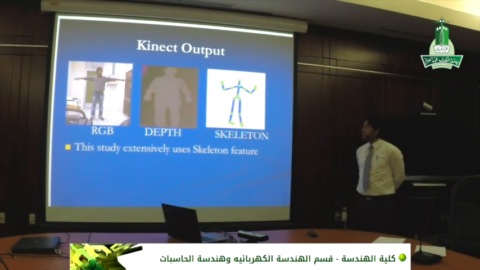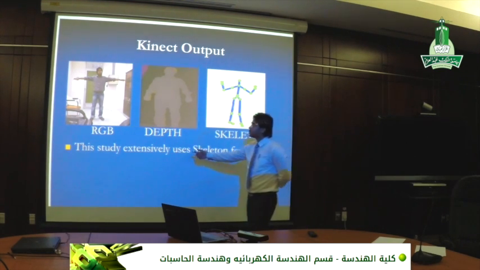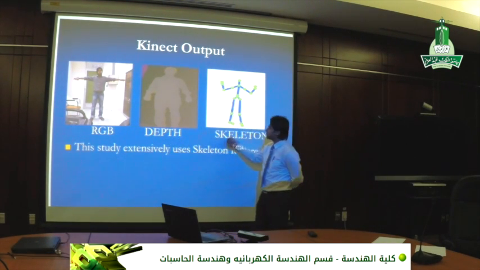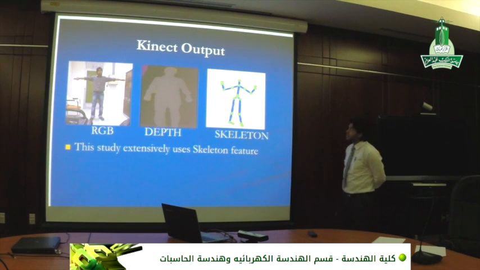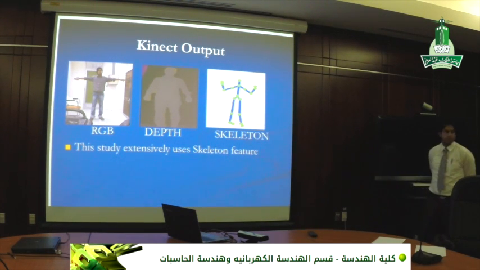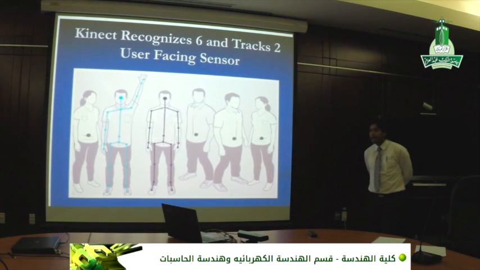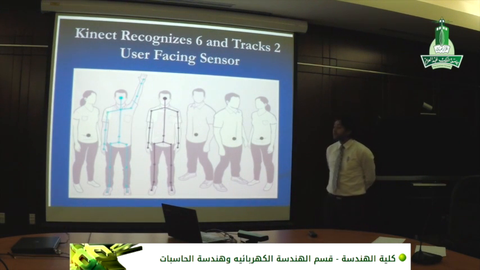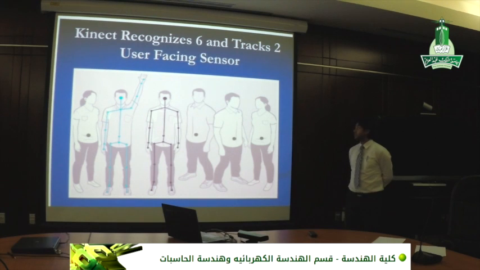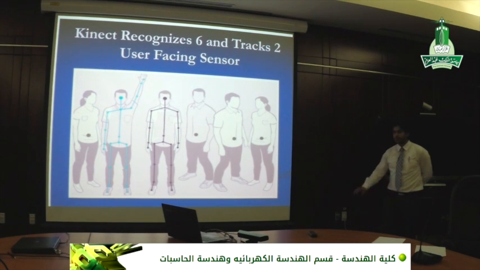Kinect provides three kinds of output basically: the RGB mode, that is the normal camera, the depth, and the skeleton. In this study, we have extensively used the skeleton feature of this product. At any given time, Kinect is able to recognize 6 subjects and is able to track two subjects facing the sensor.